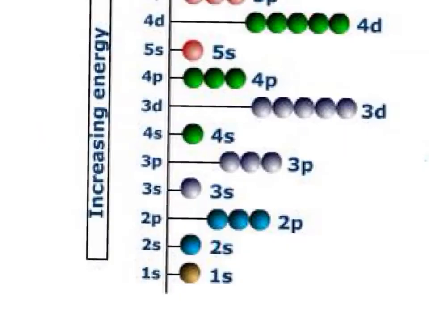All right, so here's a real quick practice. This is not using the ground state electron configuration that we talked about briefly. This is just using an energy diagram.